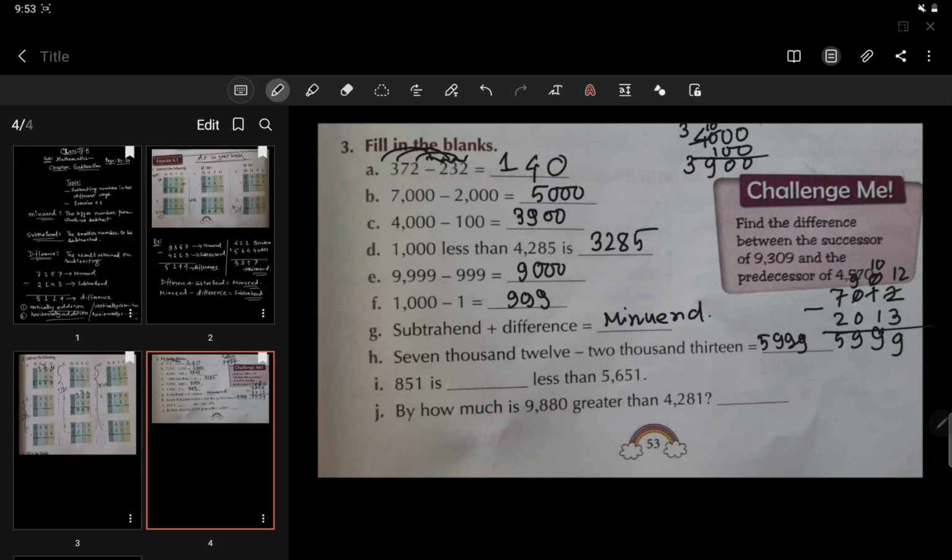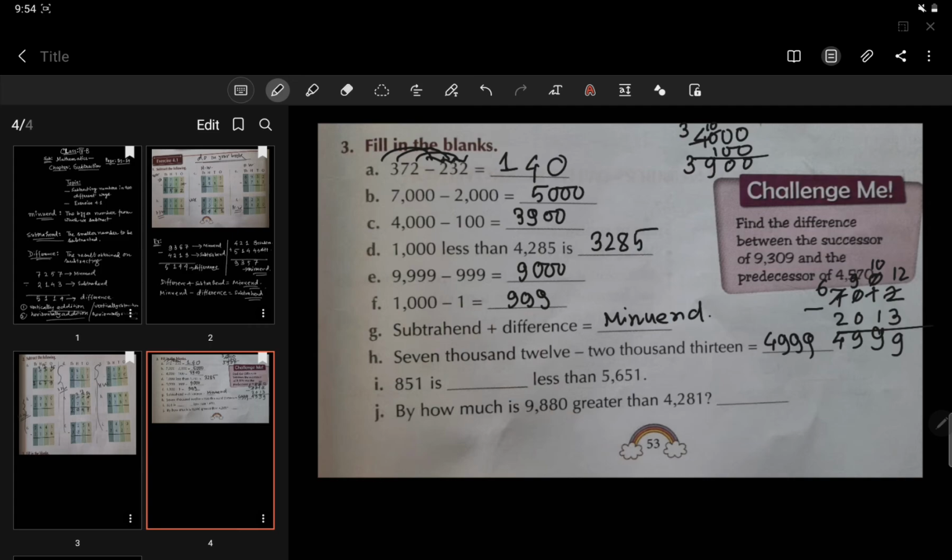Sorry, you have already borrowed from the thousands place, so it will be 6 minus 2, which is 4. Clear? So the answer will be 4999. Clear?